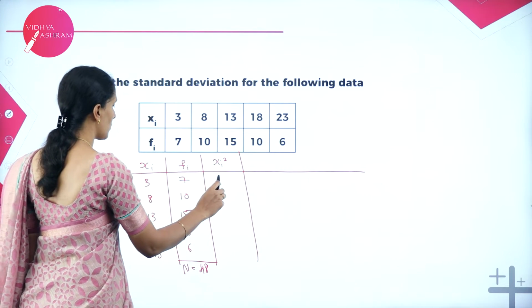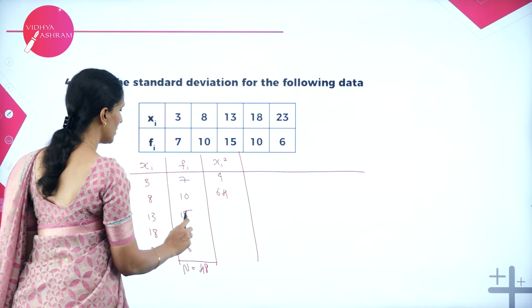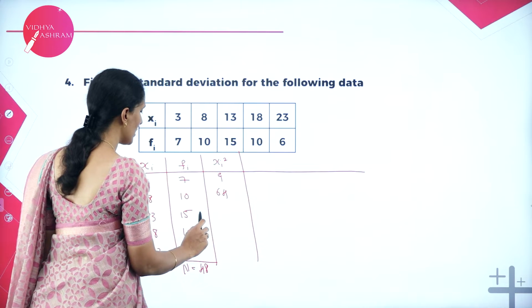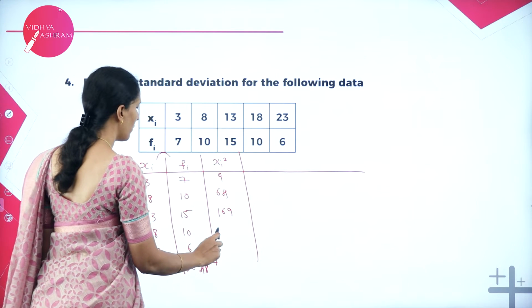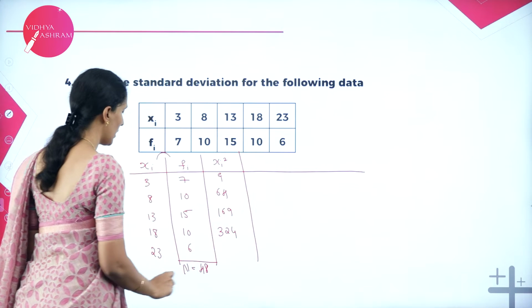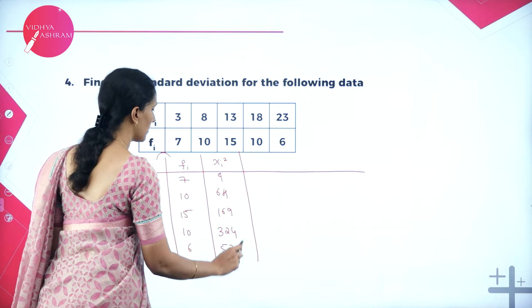Xi square is 3 square, 9, 8 square, 64, 13 square, you will get the value as 169. Next is 18 square, which is 324. Next is 23 square, which is 529.